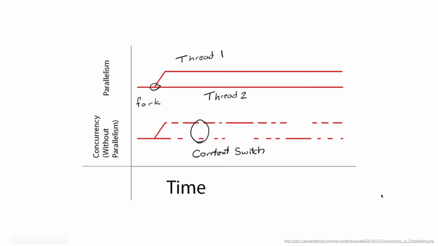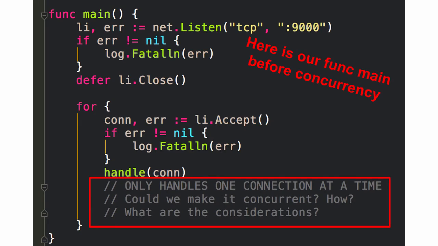So the bottom one is concurrency without parallelism, and the top one's concurrency with parallelism. Another way to look at the same thing. Continuing with our example and adding concurrency, oh dear God, help us. Ready? Here's our func main before we added concurrency, right?